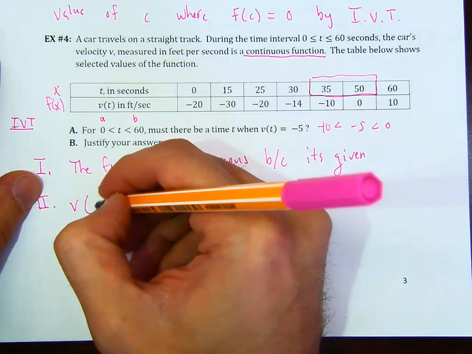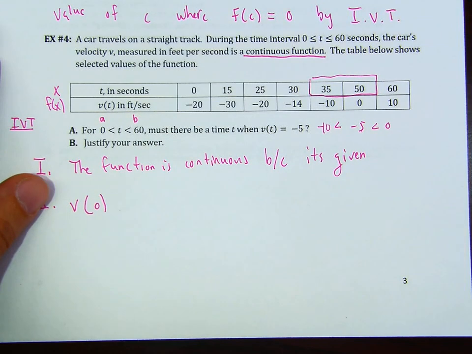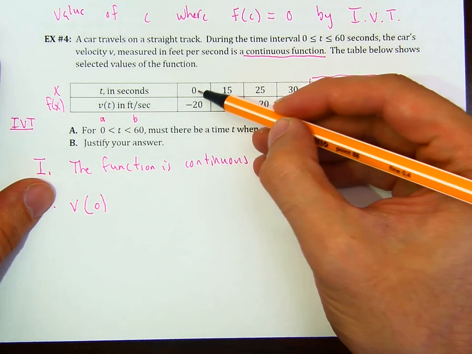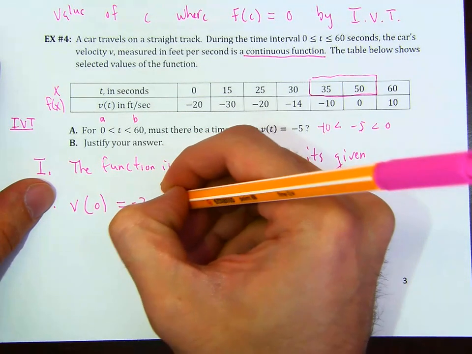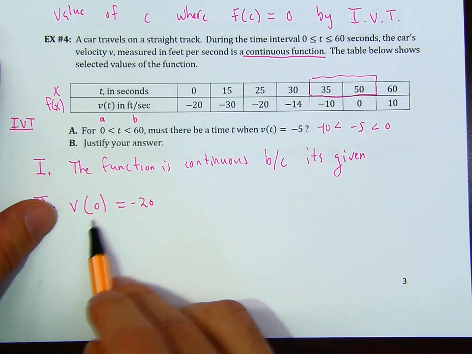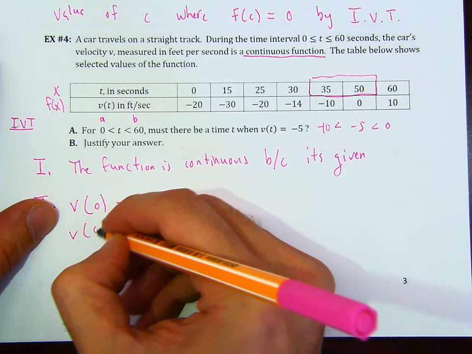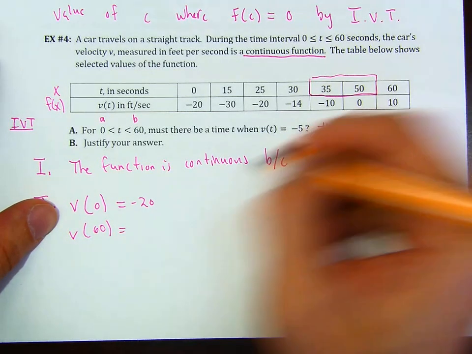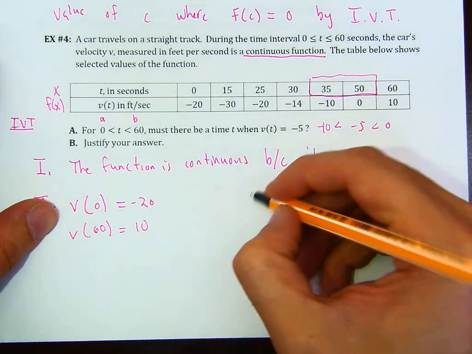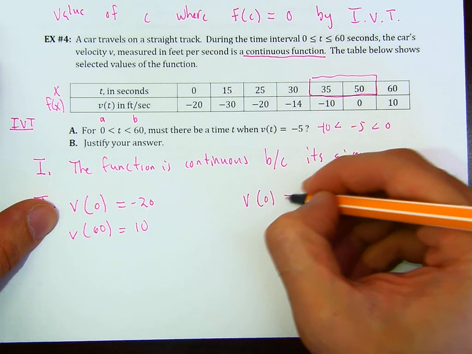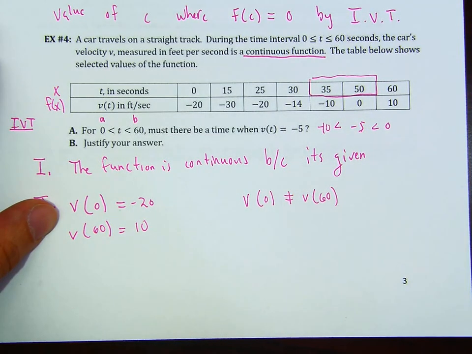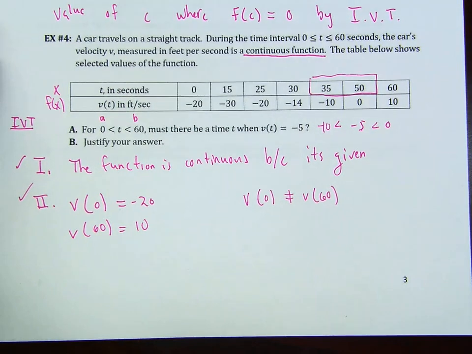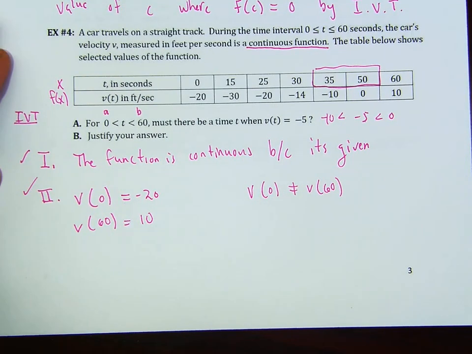What is v of 0? V of 0, according to this, if this is the x value, this is the f of x value, then it's just negative 20. What about the next one? v of 60. This is equal to 10. Notice that v of 0 does not equal v of 60. And so this is true, and this is true. Now let's look at the next part over here, part 3.